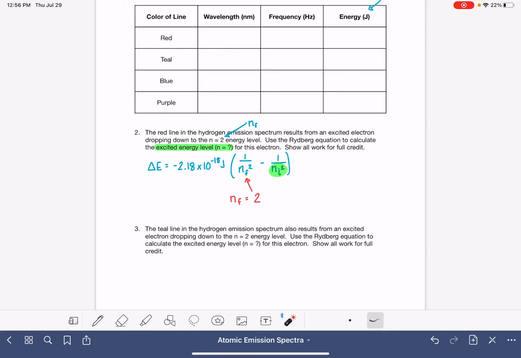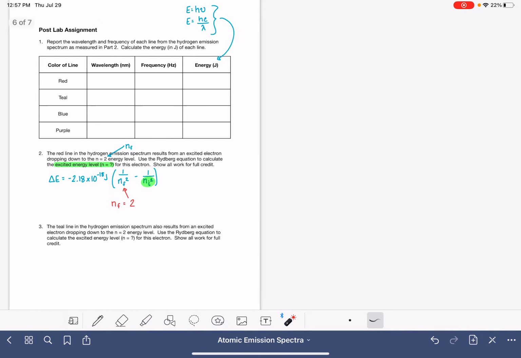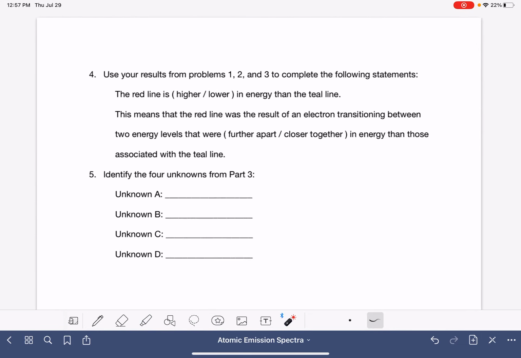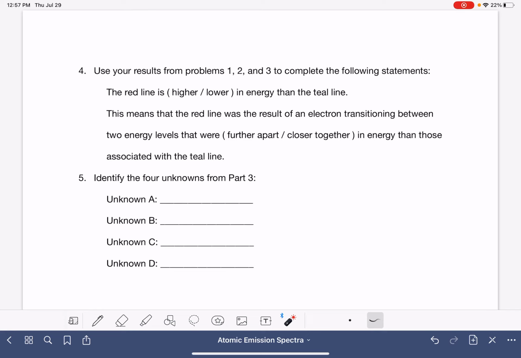When you get all said and done, you should be getting something that's in the ballpark. Maybe you're getting an n initial of 2.9, which is pretty close to 3, or maybe your n initial is 3.1, which is pretty close to 3. You shouldn't be getting anything that's really outside a normal number. If you get an n initial that's like 0.5, something's gone really wrong. Check your math, do it again. And then you'll just be answering some questions about the lines.